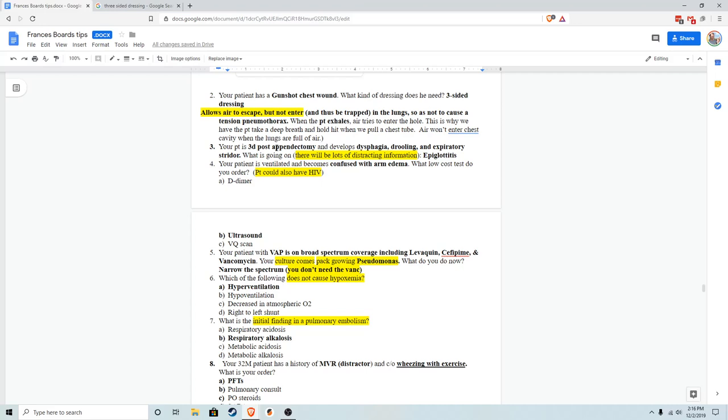So the appendectomy is a distractor. Again, Francis doesn't go into a lot of detail on this. She just says there's a lot of distracting information. So basically, anytime that you have a patient that is post-surgery, so they had some trauma done to their throat, you know, they had the ET tube placed, and then all of a sudden they look like they can't swallow, hence the dysphagia, the drooling, and then the expiratory stridor is also another clue.